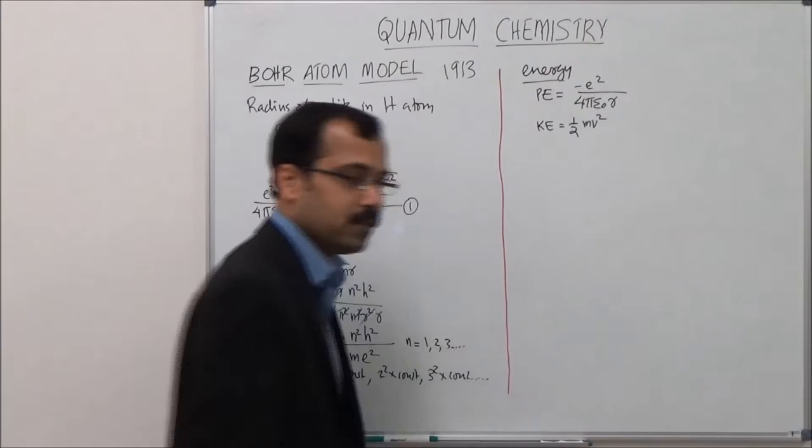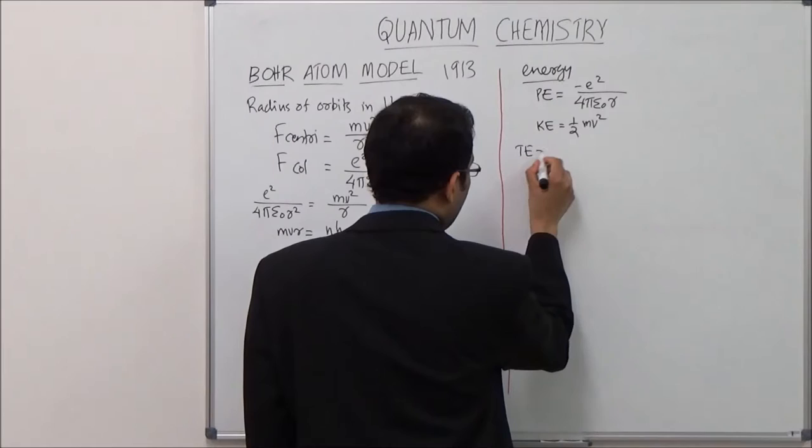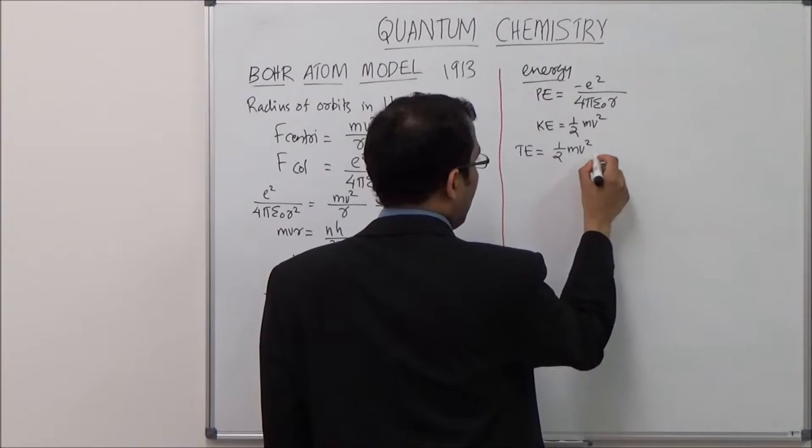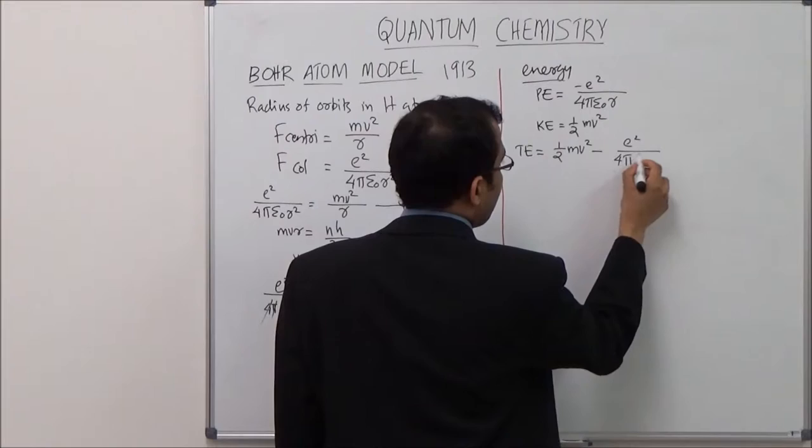So the total energy of the electron will be equal to the kinetic energy plus potential energy. So half mv square minus e square divided by 4 pi epsilon 0 r.